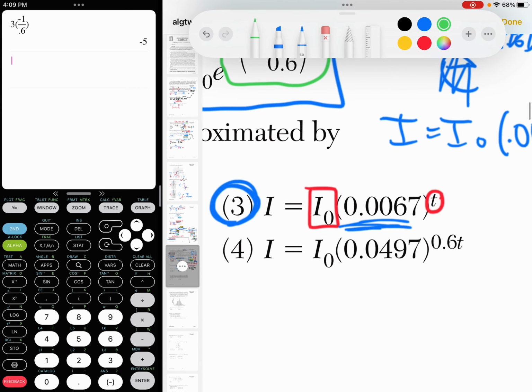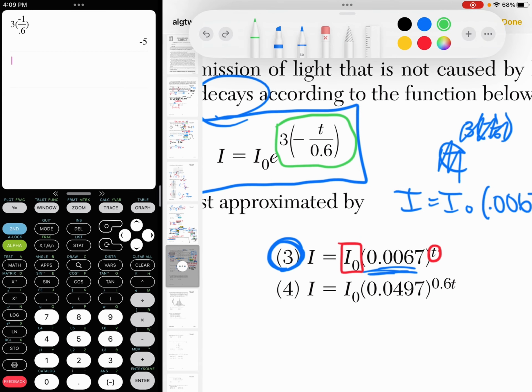And then for this one, notice the E is gone, but it's raised to the 0.06 still. So the only way to really do this one is to plug this into your calculator and see if you get that number. So I do 0.0497 to the 0.6, and I did not get this number. That's the number I should have gotten if it was just raised to the T, and I didn't.